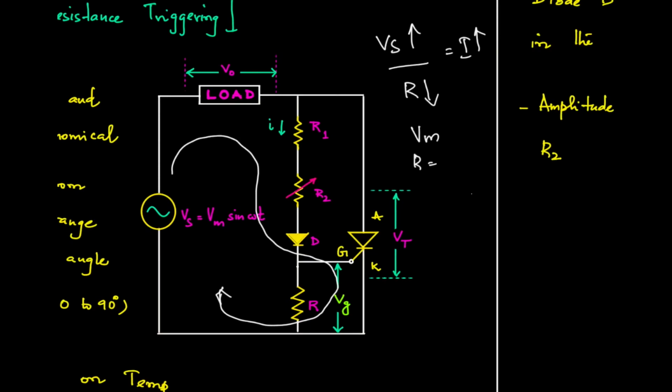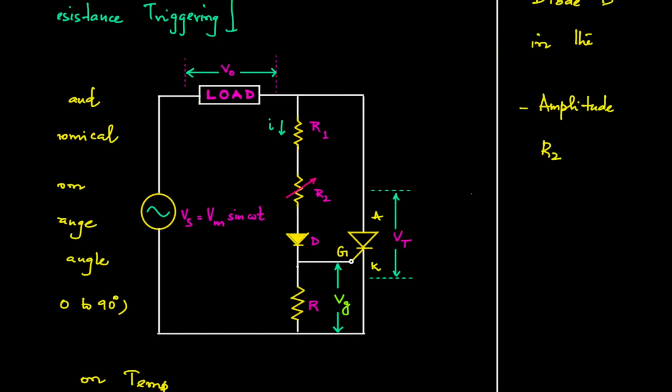So, the maximum gate current possible is when IG is equal to Vm, that is the maximum voltage possible, divided by the minimum resistance R1. This is by putting R2 equal to 0. Okay, now this gate current should not exceed what? This should not exceed IGM. Okay, now that is what we are going to solve.